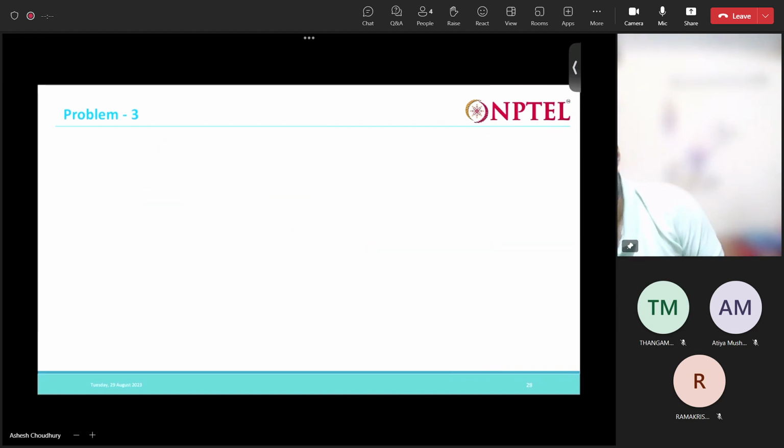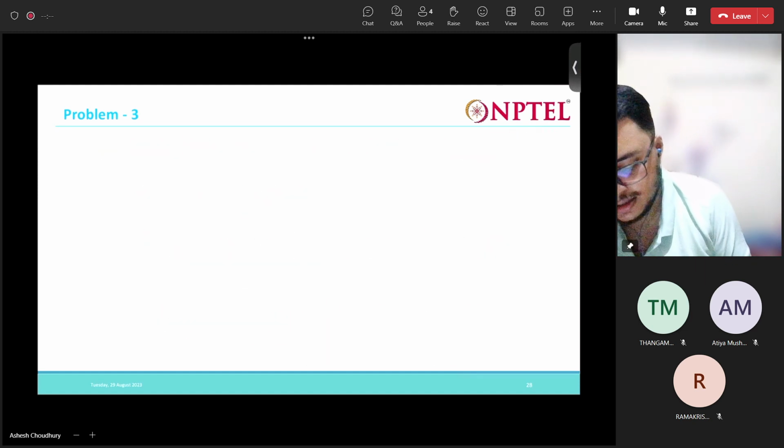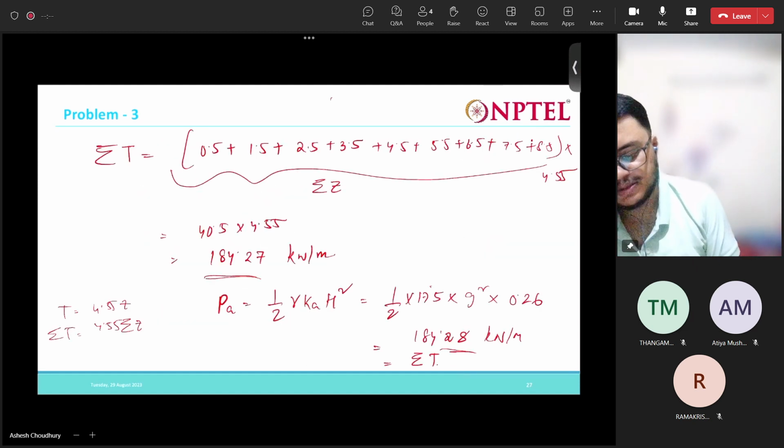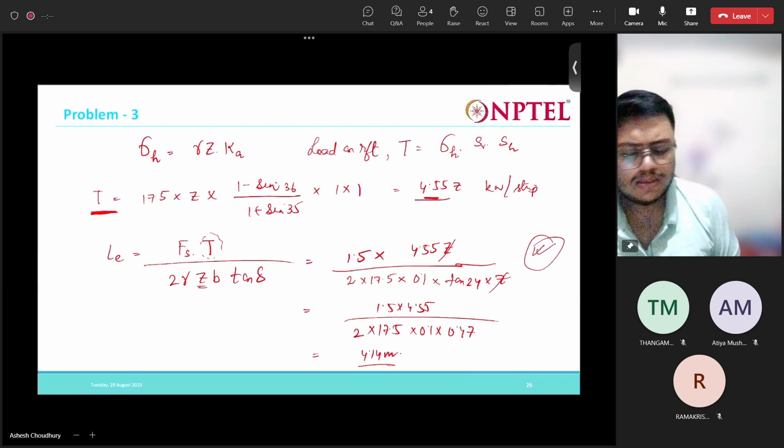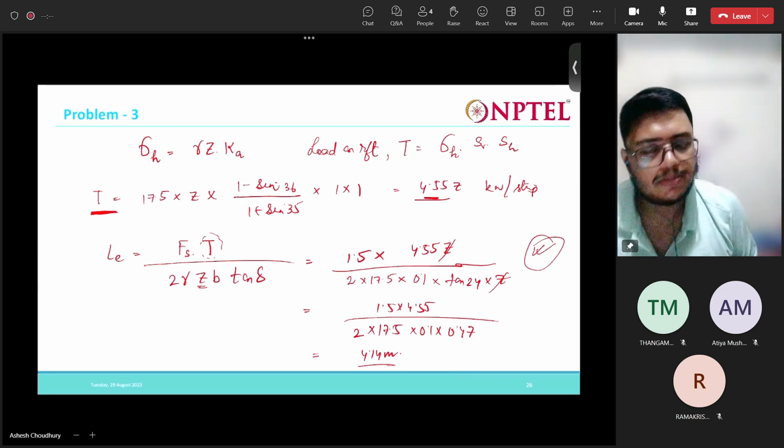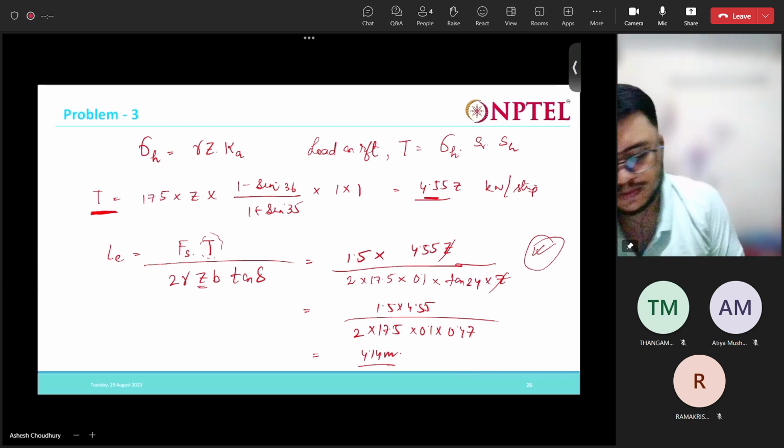Now total length. Now total length of strip you know is nothing but LR plus LE. So what is LR? H minus Z, that is 10.45 minus 5 by 2, plus LE. LE was fixed. We already calculated LE. LE is independent of depth in our case and it comes out as 4.14 meters.